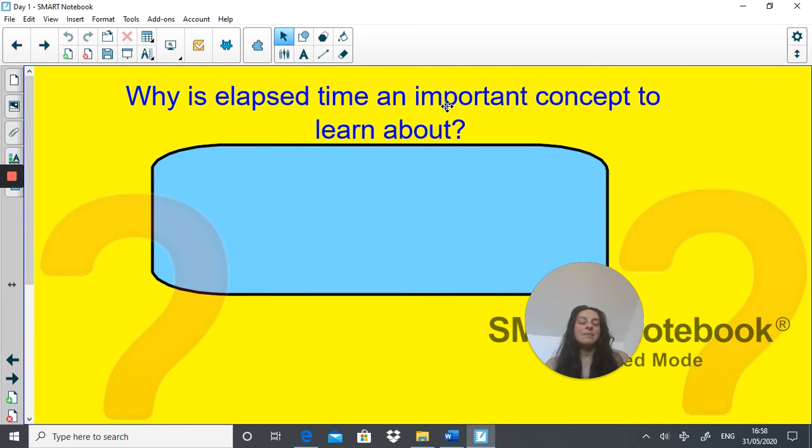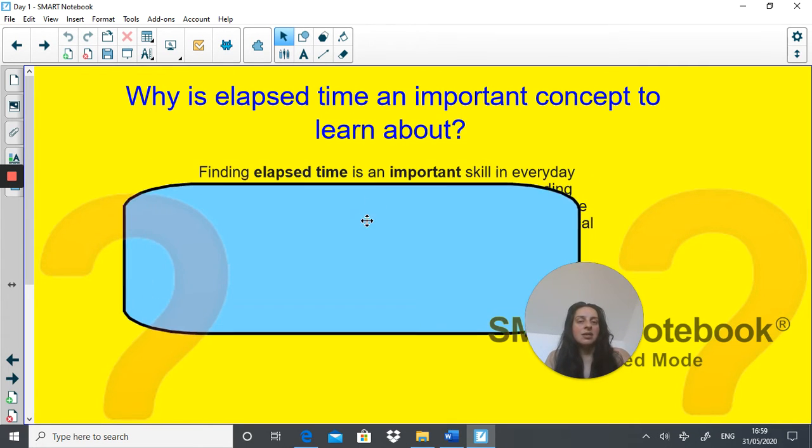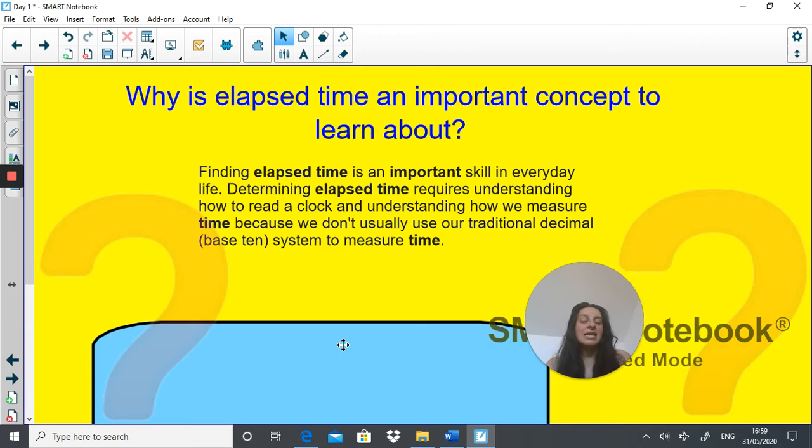So why is elapsed time an important concept to learn about? So you might be wondering, why are we learning about this? What has this got to do with our general math learning? And I'm going to tell you in a second. So finding elapsed time is a key important skill in everyday life because calculating elapsed time requires understanding how to read a clock and understanding how we measure time, because we don't really use our traditional decimal base 10 system to measure time.